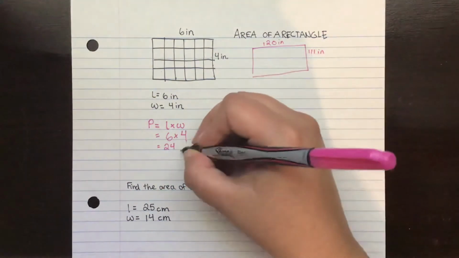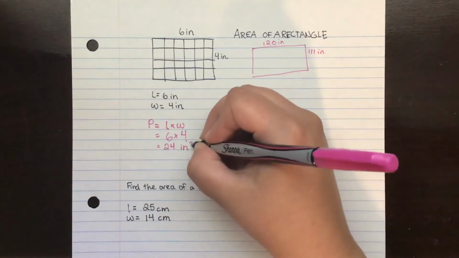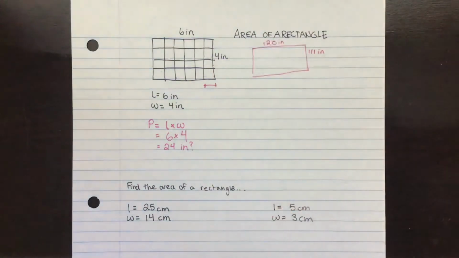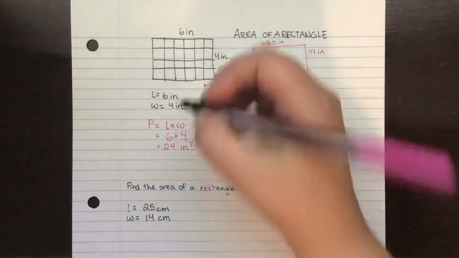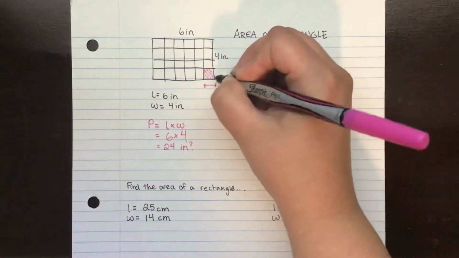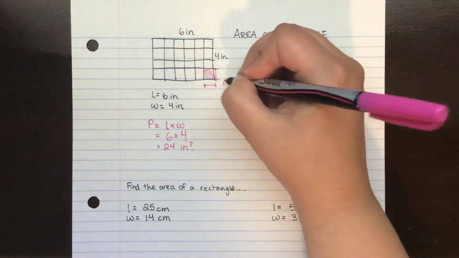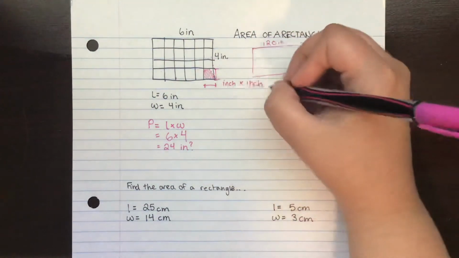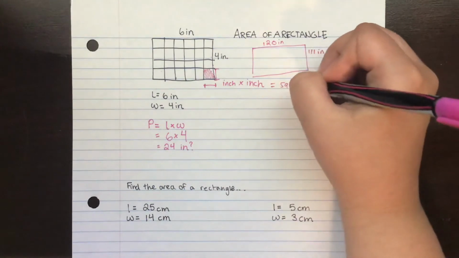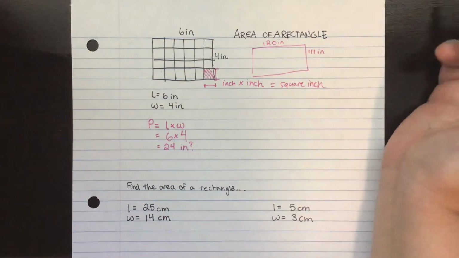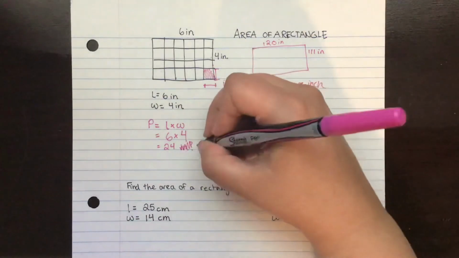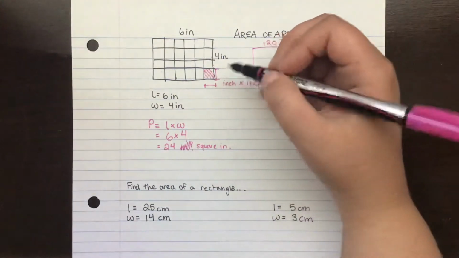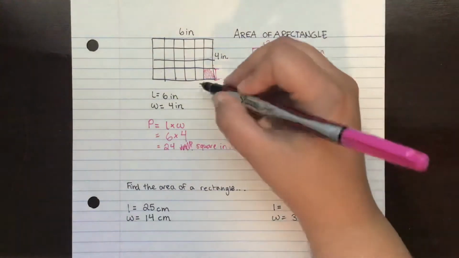Now, the question is, is this answer 24 inches? Because if you remember, this is an inch, technically. But when we have it in this form here for area, we don't call that an inch. We call it an inch times an inch, or an inch by an inch. That's not just 1 inch, that's a square inch. So our answer also has to be in square inches. So 24 square inches.